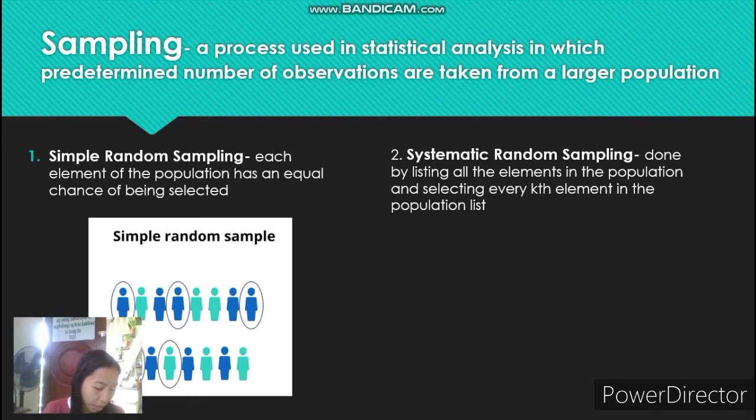So, for example, ang imong population is 2,000. Okay? And then, ang imong size nga sample dapat is 500. So, 2,000 divided by 500, your answer is 4. So, magkuha ka og tao every kaupat nga tao sa imuhang listahan. That is called systematic random sampling.